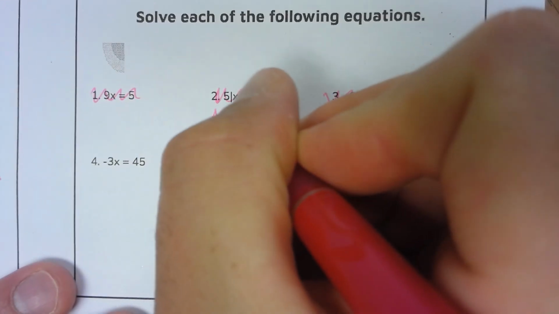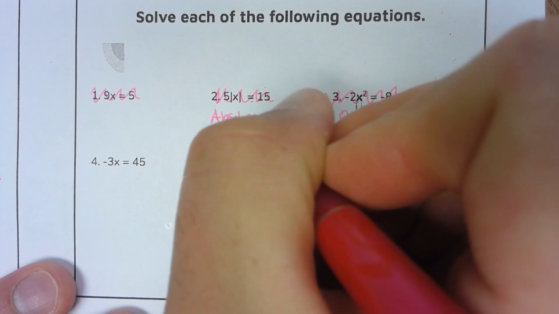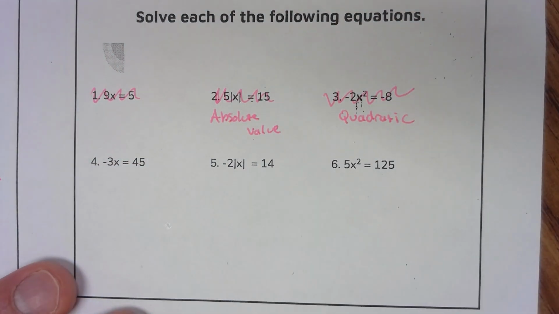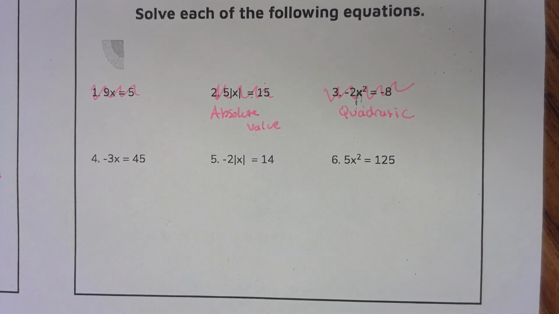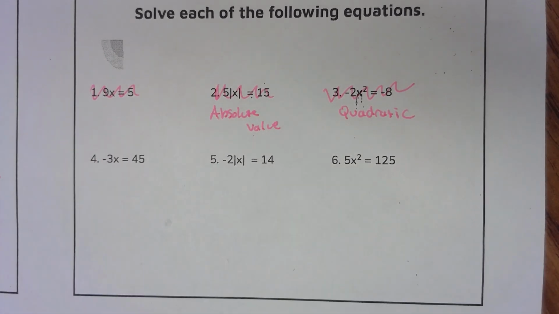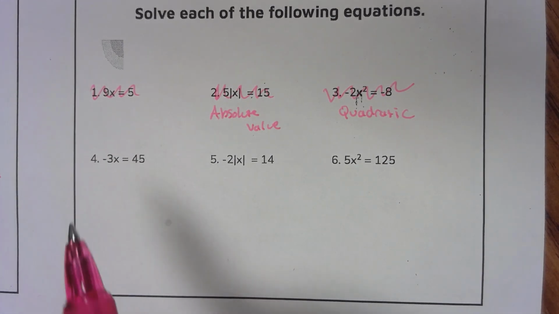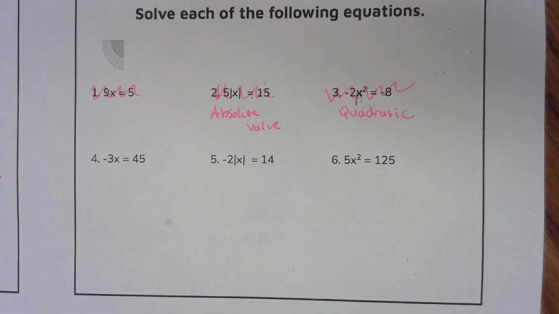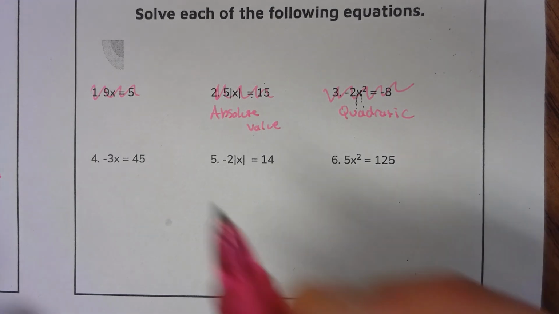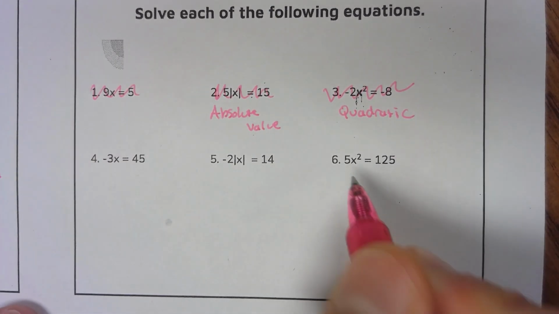Number 5 is jumping out at me as being absolute value because of the absolute value brackets. Then the first one is linear, and I pick up on it being linear because it's not absolute value and it's not quadratic, right? There are no absolute value brackets and there's no exponent of 2. So this one's linear.